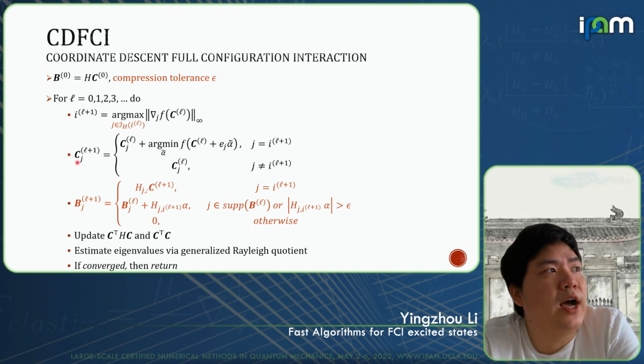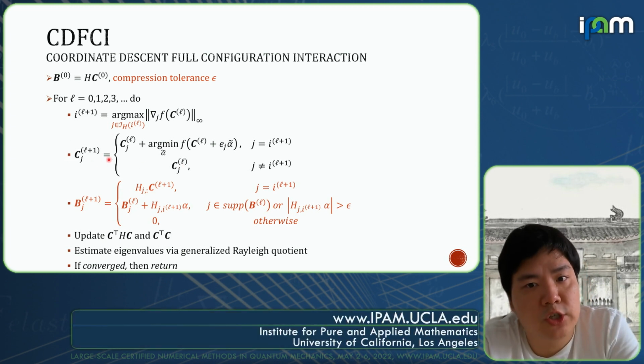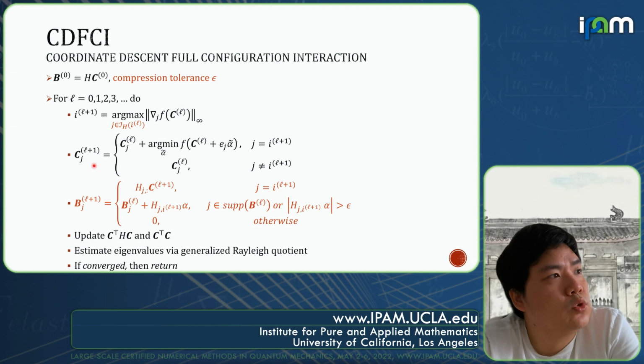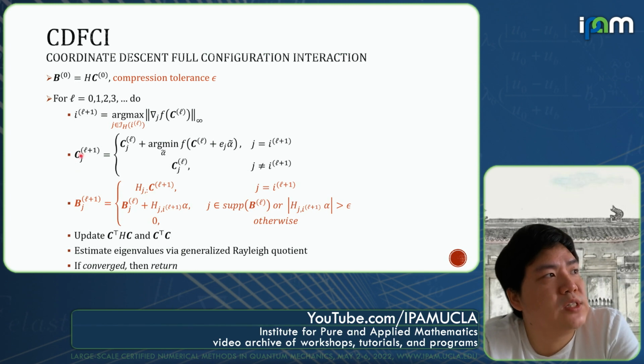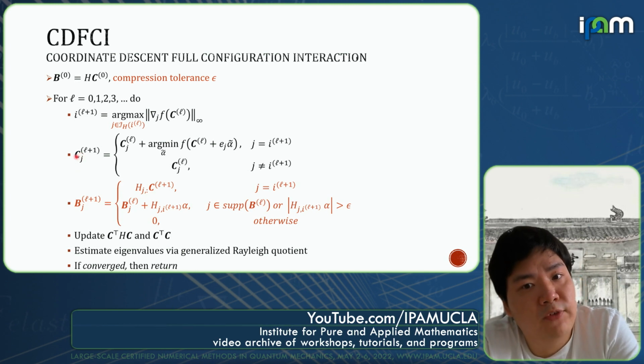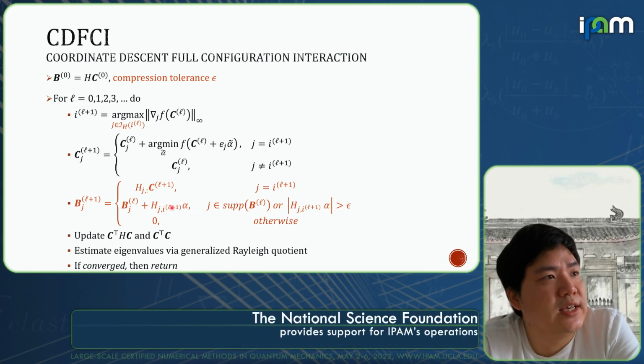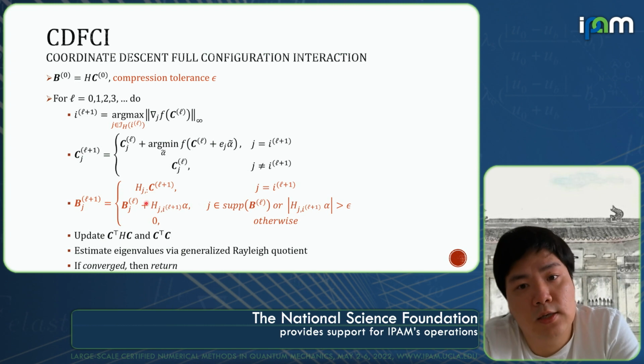So C will be updated without any compression. The thing we do compress here is B. Since B equals H times C, only one row of H is updated. So we just need to update those J such that HJI is non-zero.